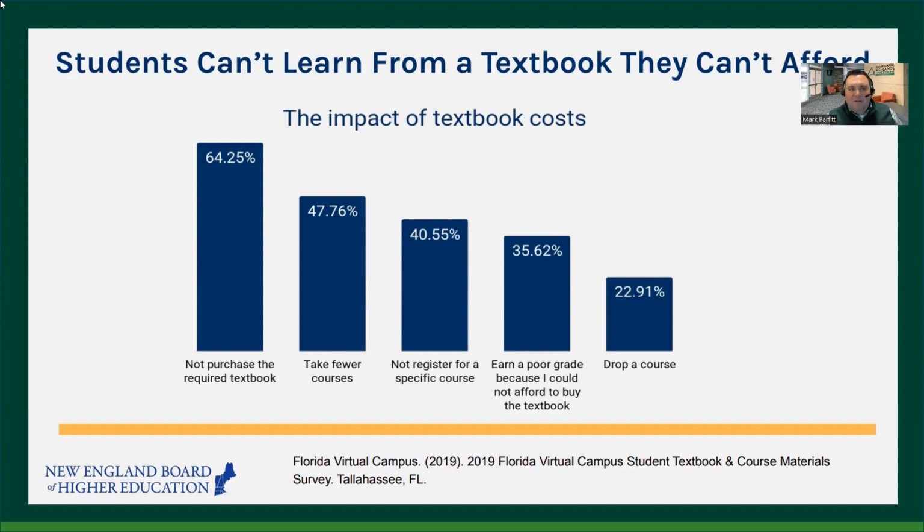The impact of textbooks: 64% of students don't purchase required textbooks. 47% will take fewer classes because they may have to buy so many books that cost so much money. 40% do not register for a specific course, so they're actually ruling specific courses out because of the book. 35% earn lower grades because they could not afford to buy the book. And 22% are actually dropping courses, because in most cases they're not passing them, because they likely don't have the textbook that corresponds with that course.